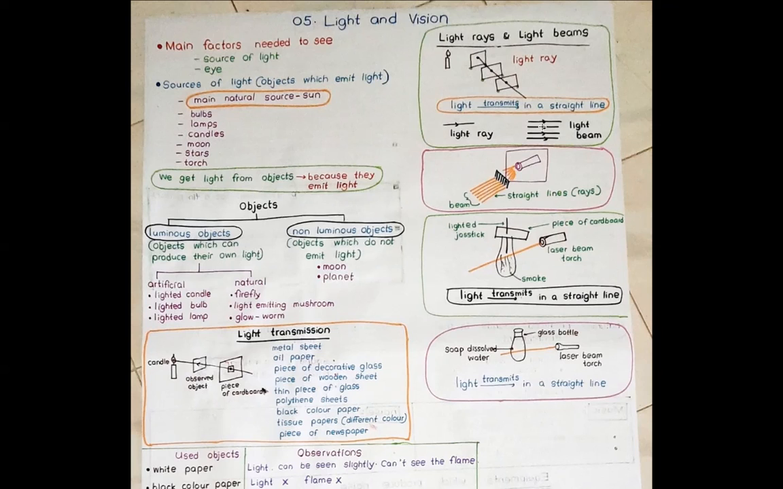torch එකෙන් එළියට එන්නේ ray එකක්ද beam එකක්ද? beam එකක්. We call it a light beam, right? torch එකෙන් එළියට එන්නේ beam එකක්. ඒ කියන්නේ කිරණ සමූහයක්. rays කීපයක් එකතු වෙලා තමයි beam එකක් හැදෙන්නේ.